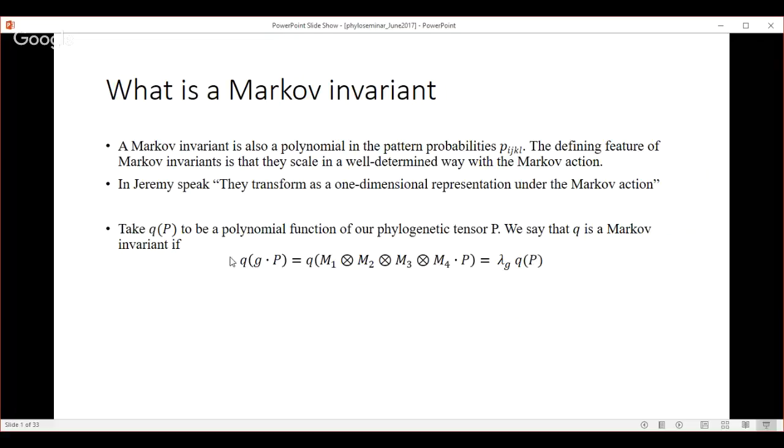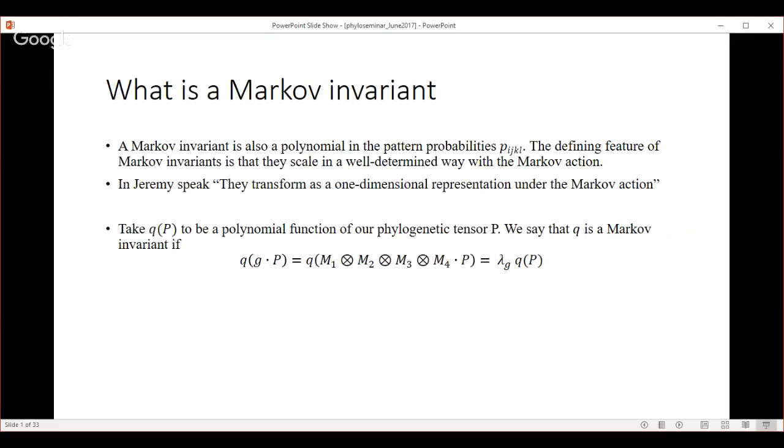Say I've got some phylogenetic tensor P, and I'm going to grow my pendant edges for a little while. So I'm going to apply this Markov action. If I compute my Markov invariant, so I throw this grown, extended phylogenetic tensor into my polynomial, I get some value. What's it going to be? It's going to be the Markov invariant for this tree tensor before I've evolved these pendant edges, plus some scalar lambda that only depends on G, so it doesn't depend on P. So importantly, a Markov invariant doesn't have to be zero, it just has to have this nice scaling property.